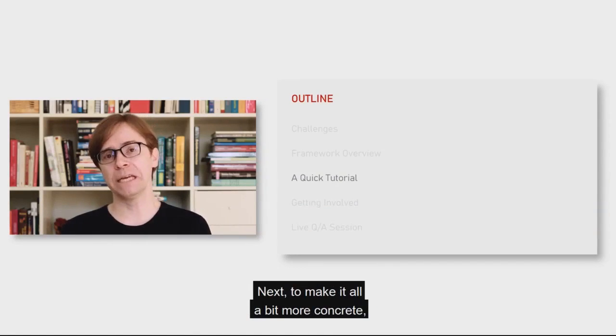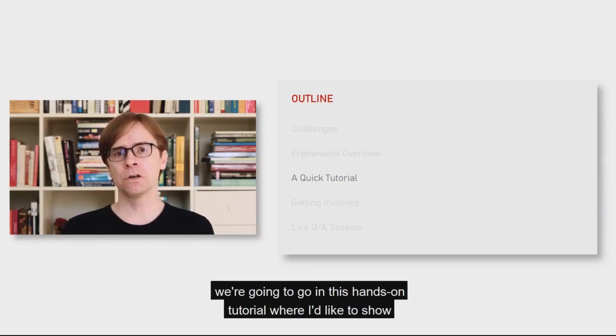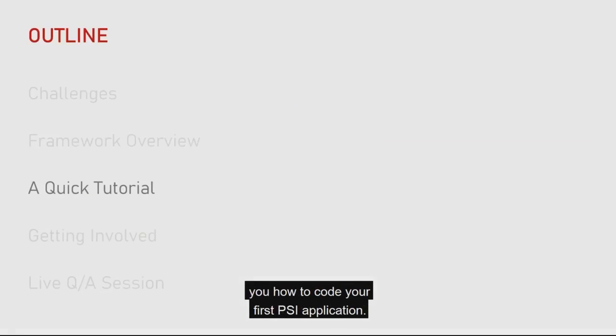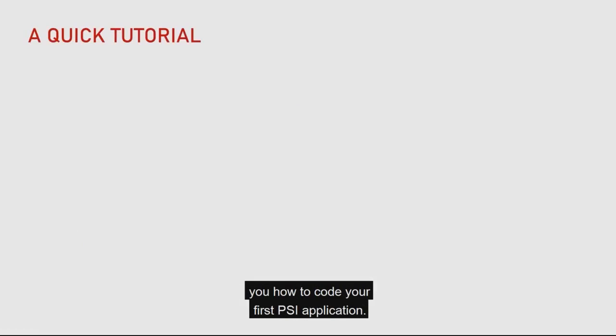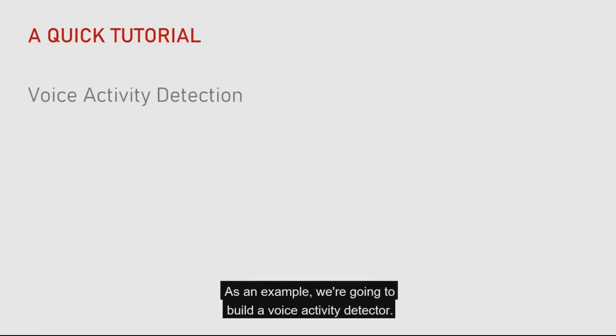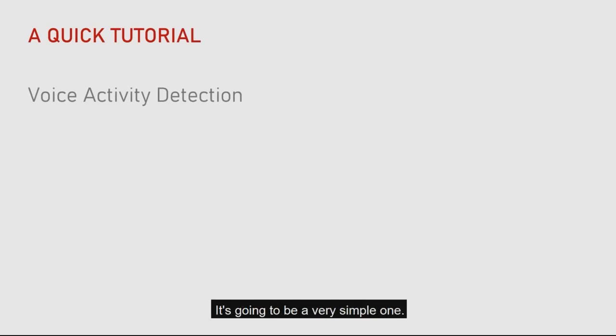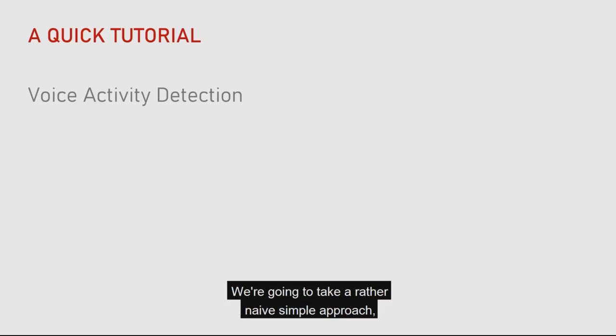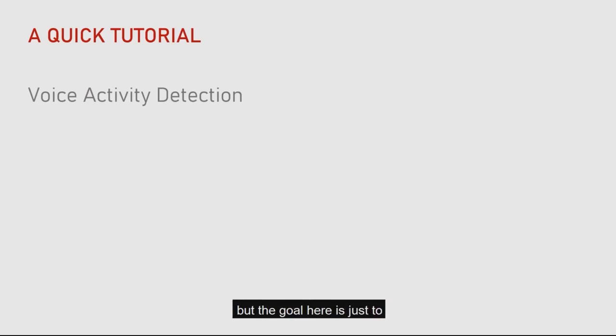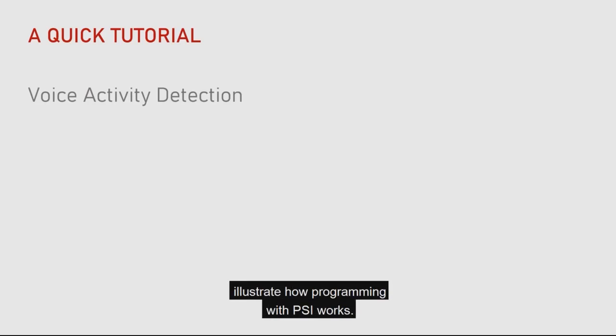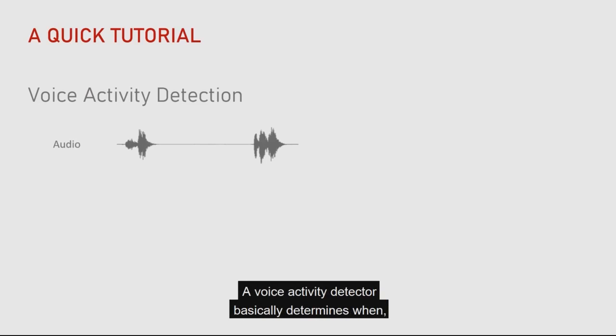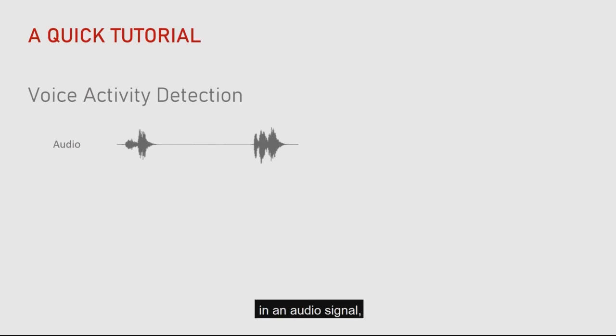So next, to make it all a bit more concrete, we're going to go into this hands-on tutorial where I'd like to show you how to code the first Psi application. As an example, we're going to build a voice activity detector. It's going to be a very simple one. We're going to take a rather naive, simple approach, but the goal here is just to illustrate how programming with Psi works. A voice activity detector basically determines when in an audio signal there is speech or not.